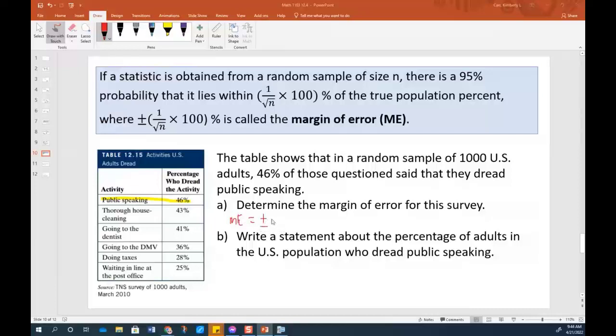is plus or minus 1 over the square root of, now this is where we look at how many people they asked, and it was 1,000 adults. It's down here beneath it as well as up in the problem. So that's going to be the square root of 1,000 times 100, and then we're going to stick a percent behind it.